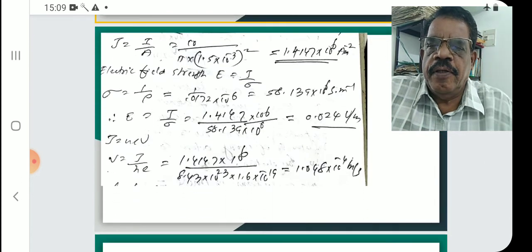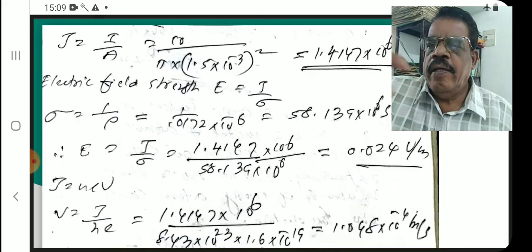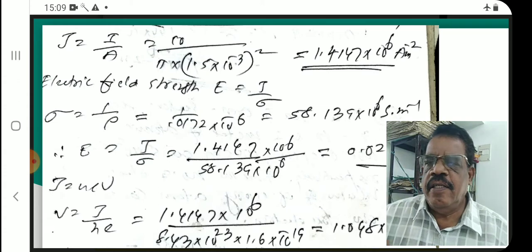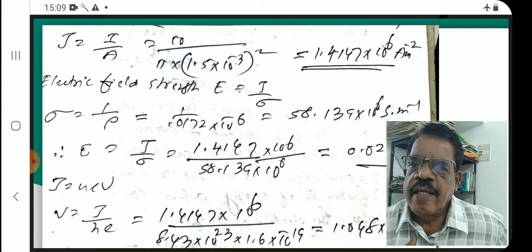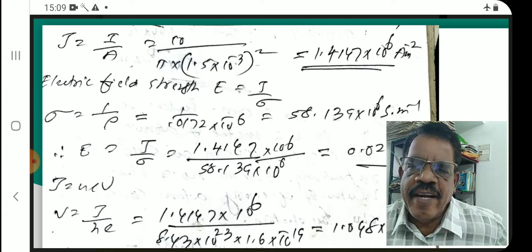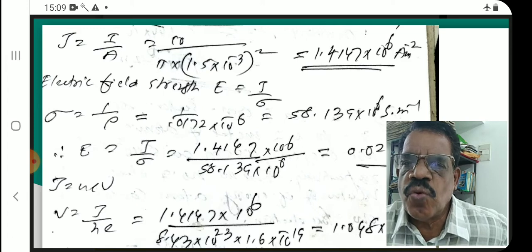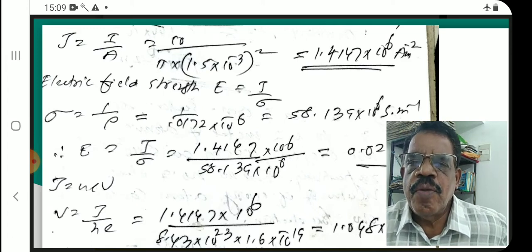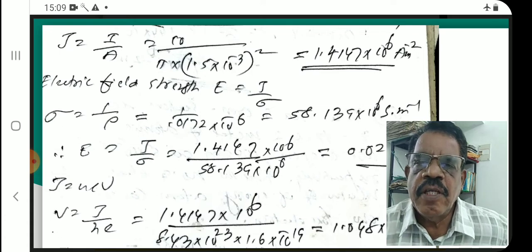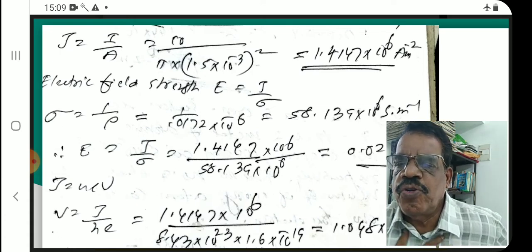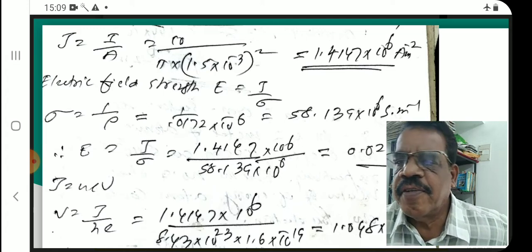Now let us look at the problem solution. J is I by A, that is current density. I by A, I is 10 ampere, A is pi r square. Radius is 1.5 millimeter. We convert into meter. 1.5 into 10 raised to minus 3 the square. It is equal to 1.4147 into 10 raised to 6 ampere meter raised to minus 2. And in this problem, we have to put pi equal to 3.14. Then only we get the answer.